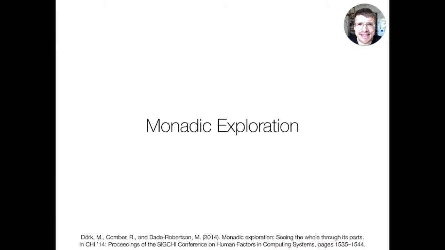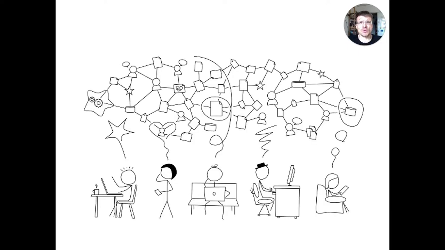Okay, so the second sandcastle gets started at Newcastle University in the UK in collaboration with Rob Comer and Martin Date Robertson. And we asked what happens if we do away with the distinction between overview and detail. We took the growing prevalence of networks as a starting point to question this basic distinction in visualization.